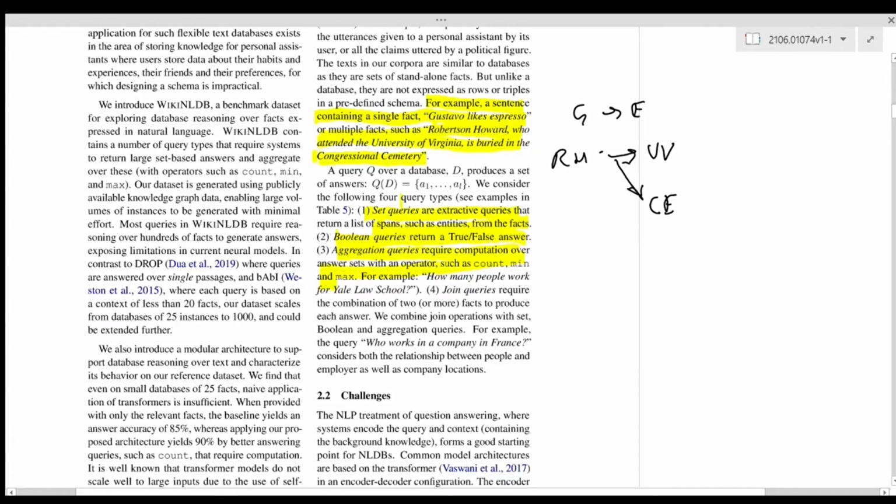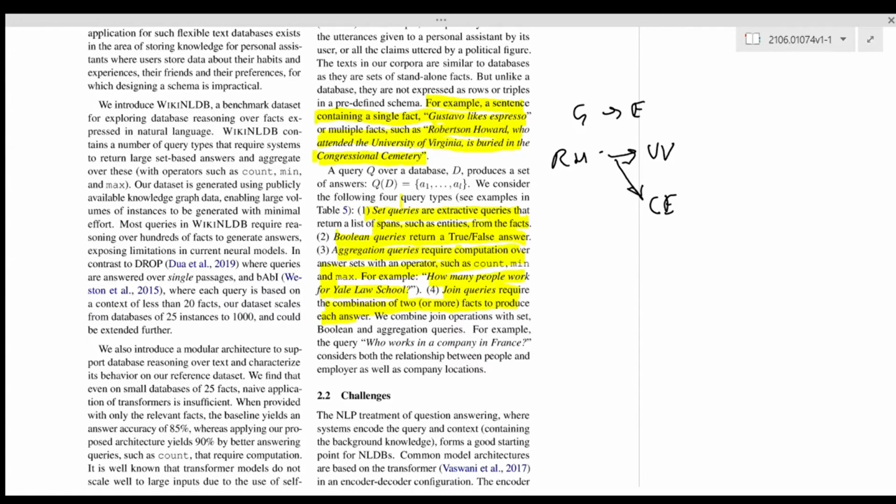Like they provided the example, how many people work for Yale Law School? There is a fourth type of query also, the join queries, which require the combination of two or more facts to produce each value. Honestly, there would be many more types of query for reasoning over text. However, I can understand that these four would easily cover most of the cases.